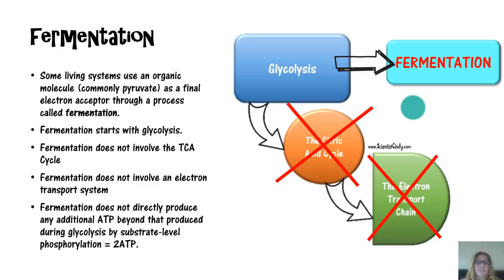Okay. So fermentation does not produce any ATP on its own. The ATP that is produced is just produced in glycolysis, and that glycolysis produces the two ATP that it would have normally.